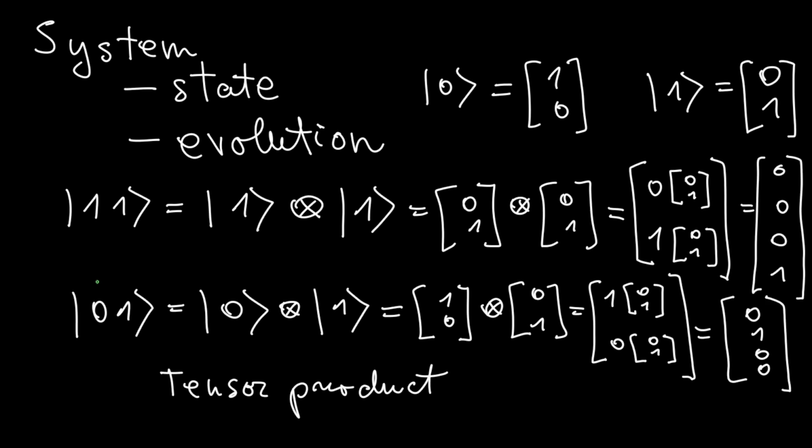So this is how we can encode our classical state, our system.